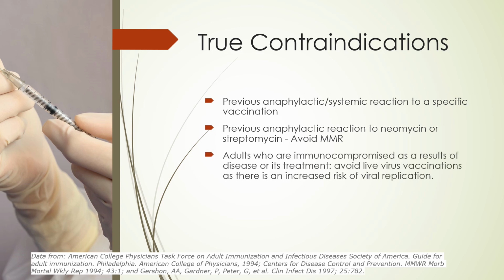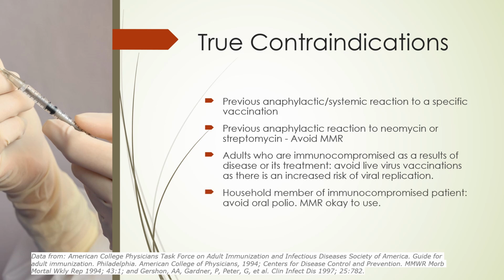And adults who are immunocompromised as a result of a disease or a treatment, you should avoid a live vaccine as there is risk of the virus replicating itself. In a household with immunocompromised patients, you should avoid oral polio because it is live and it can spread even though it is attenuated, but the MMR is okay to use. And in pregnant women, we should avoid all live vaccines because of the potential risk of crossing the placenta into the fetus and having risk for the fetus.